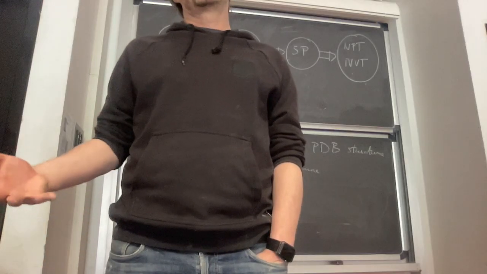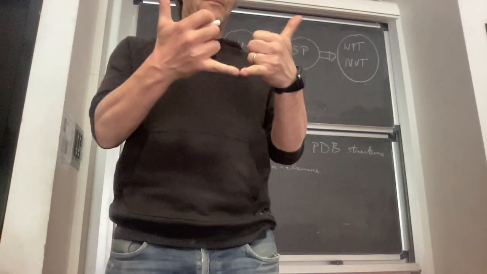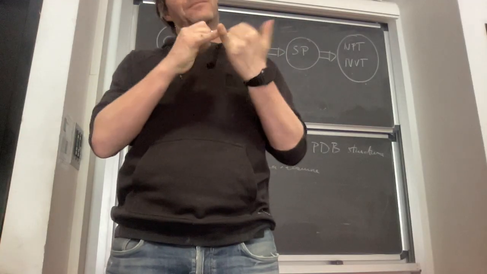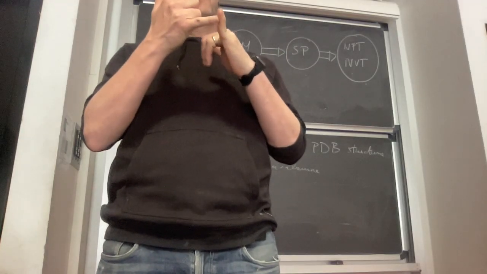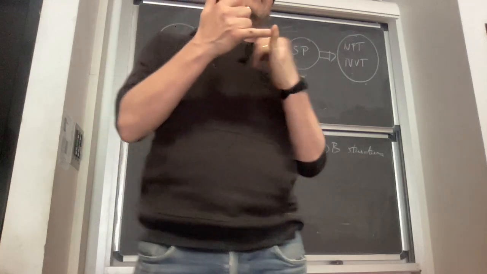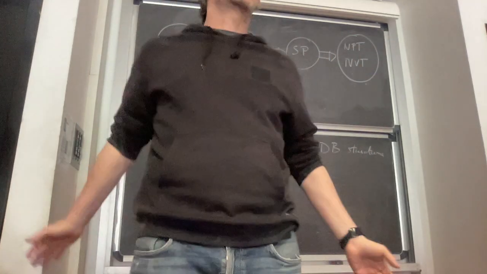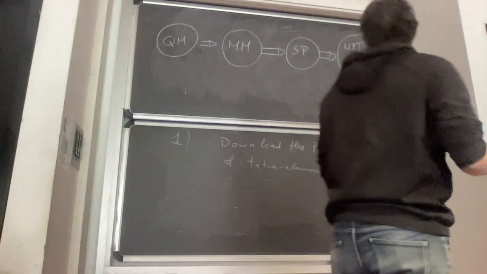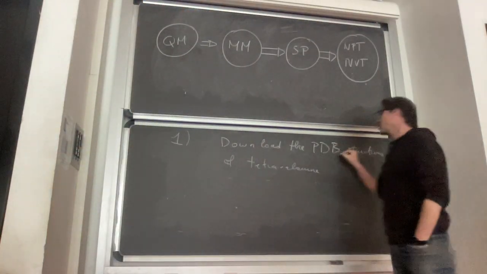If I gave you dialanine, that's basically 2 alanine, and they basically have only 2 degrees of freedom. That's too simple. 3 alanine, yeah, let's do tetra. Right? So first of all, you figure out where to download it.